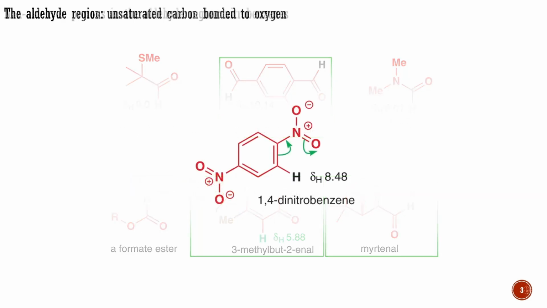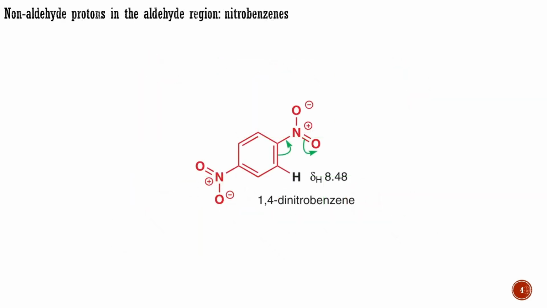Two other types of protons resonate in the region around 9 ppm, some aromatic protons and some protons attached to heteroatoms like OH and NH. We will deal with NH and OH protons in the next section, but first we must look at some electron-deficient aromatic rings with distinctively large shifts.